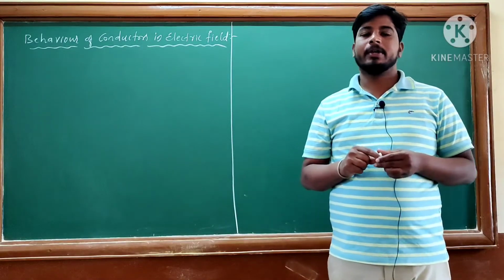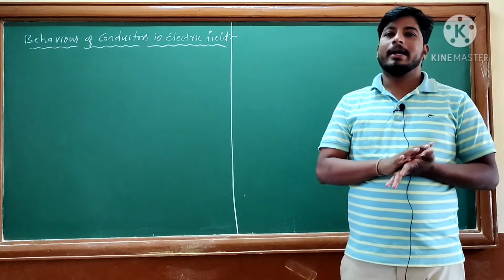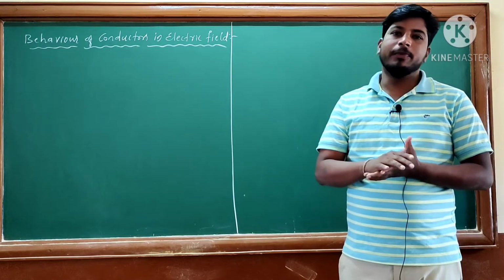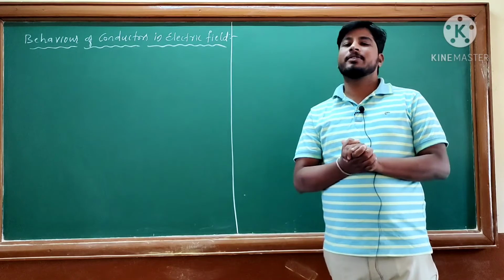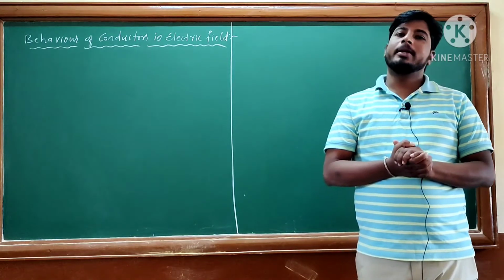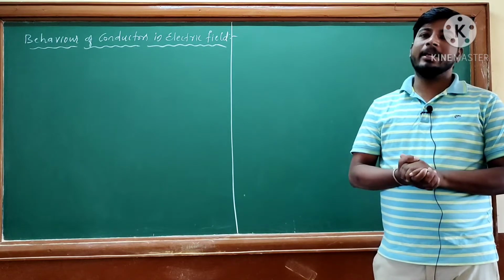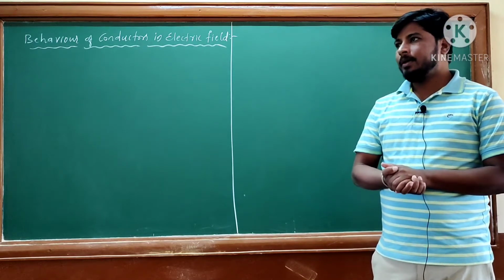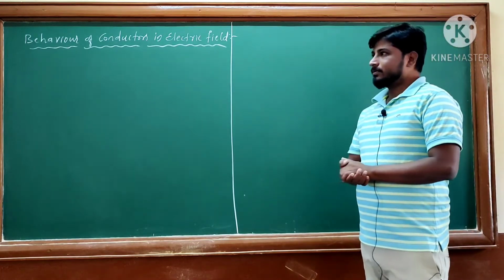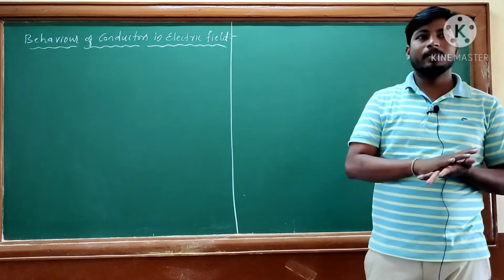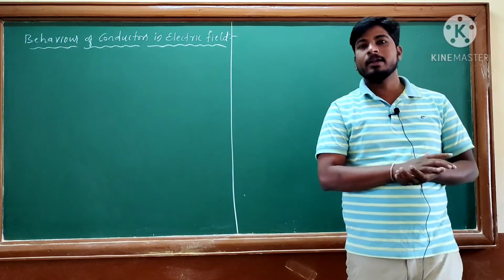In the previous class, we discussed the potential energy of the dipole in the uniform electric field, and we derived the expression for that. We get the potential energy U is equal to minus PE cos theta, where P is the dipole moment, E is the electric field, and theta is the angle between the dipole and the electric field.